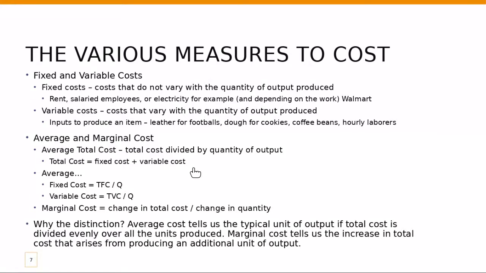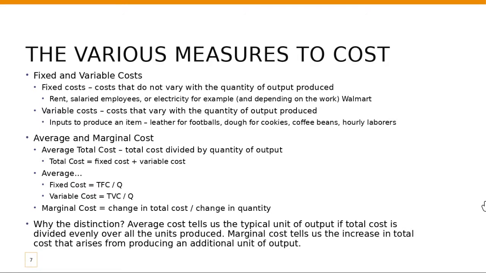Now, average and marginal cost are extensions of these costs. So average total cost is simply the total cost divided by the quantity of output. Simple enough. Total cost equals fixed cost plus variable cost. So what that means is the average fixed cost must simply mean the total fixed cost divided by quantity, and average variable cost must equal total variable cost divided by quantity. Similarly, marginal cost looks much like marginal product. It is simply the change in total cost based upon the change in quantity of output.